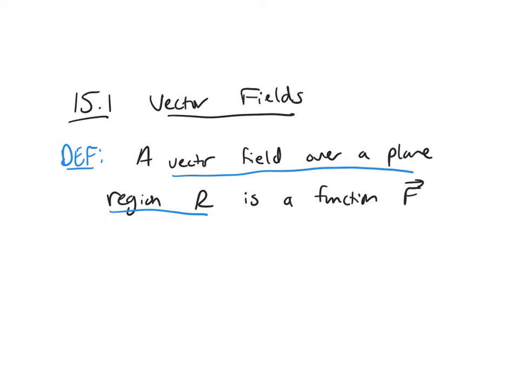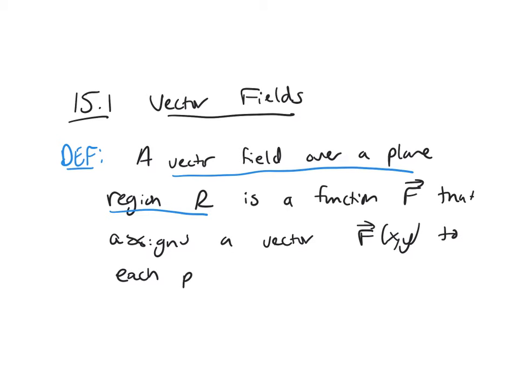is a function, capital F, that assigns a vector, which will be f of xy, to each point in R.